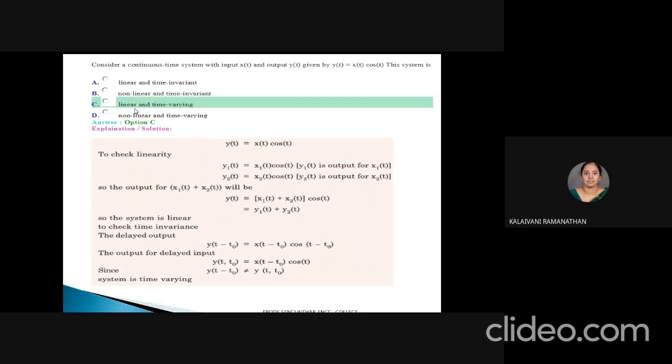So hope you are able to understand this. In case of linearity, you have to check whether the given system is satisfying the superposition theorem. In case of time variance, you have to delay the input and the output separately, and check whether y of t minus t naught is equivalent to y of t comma t naught. This y of t minus t naught represents your delayed output, and this y of t comma t naught represents the output due to the delayed input. If these two are equal, then you can conclude that the given system is a time invariant system. So in this case, the answer is linear and time varying.